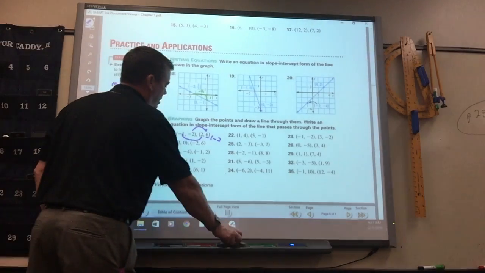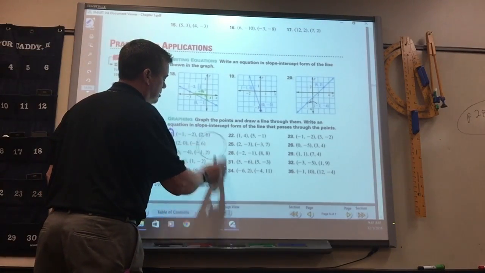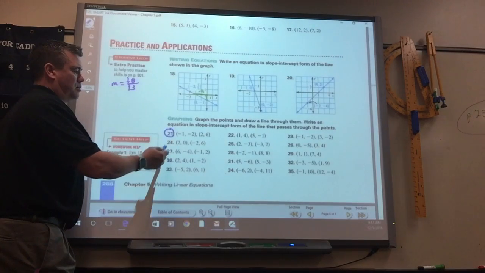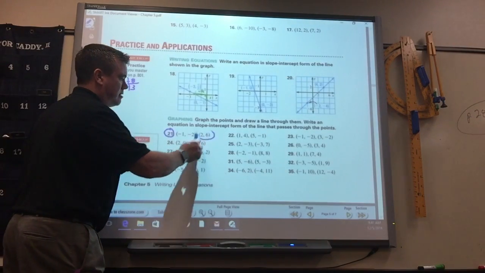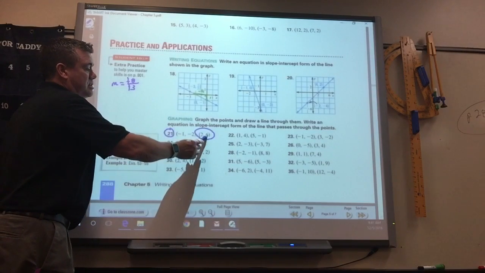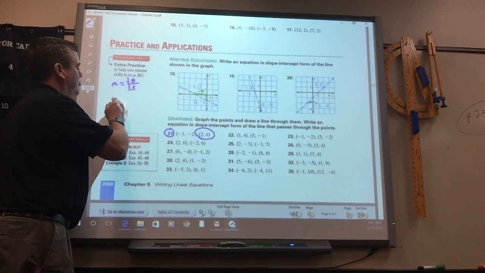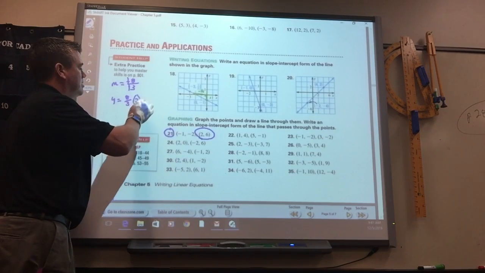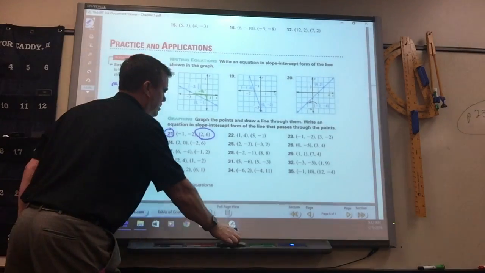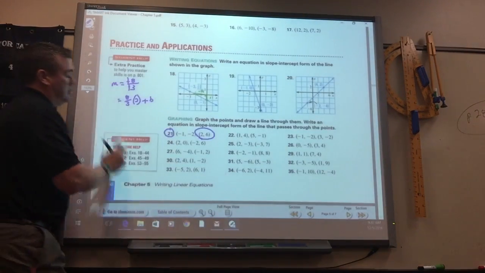Then you pick one of the points. Does it matter which one you want? First or second? Second. You plug this in for y. m is 8/3 times the x plus b. Oops, I didn't put the number in. 6 goes in for y.